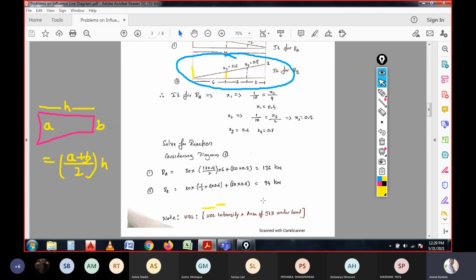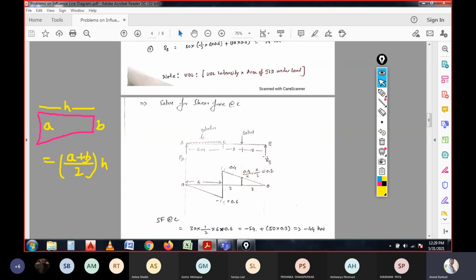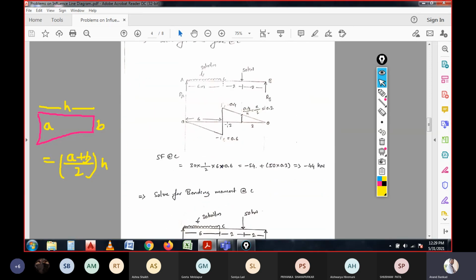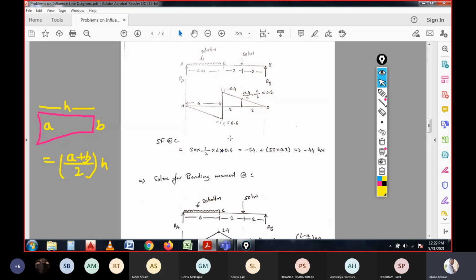Right, this is how we have already discussed this content, and this is the equation we need to consider while calculating the reaction forces. So now with this, the shear force again we need to consider in this format.